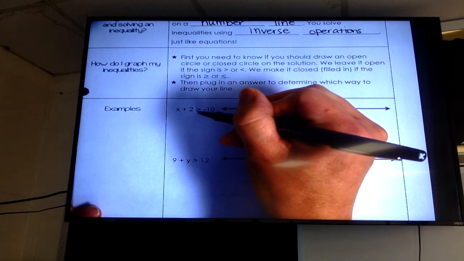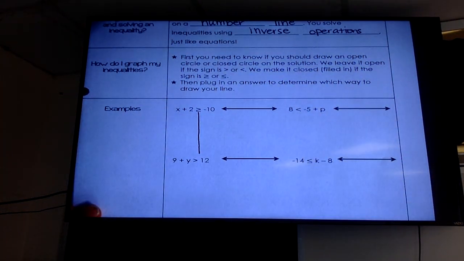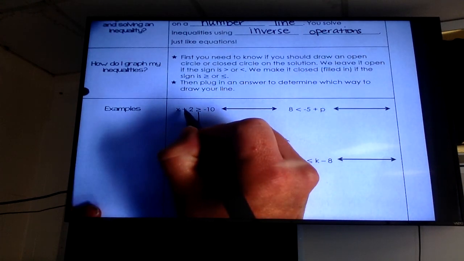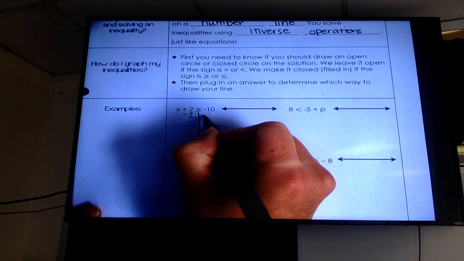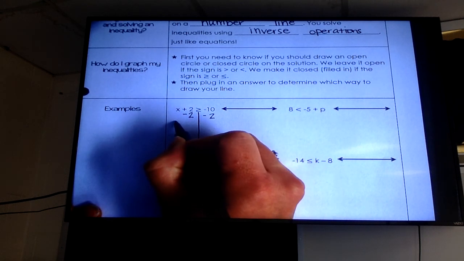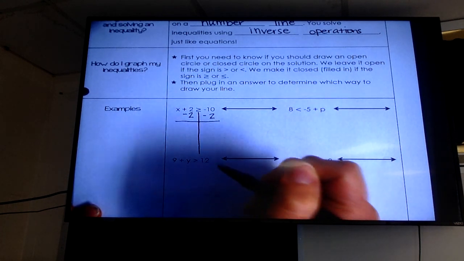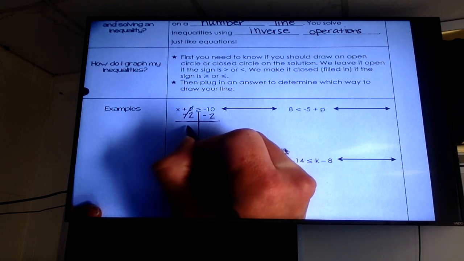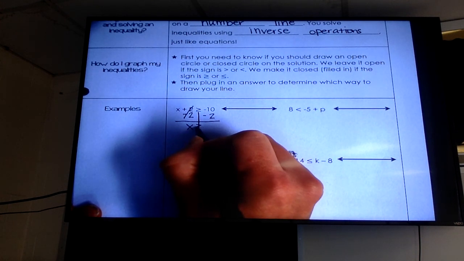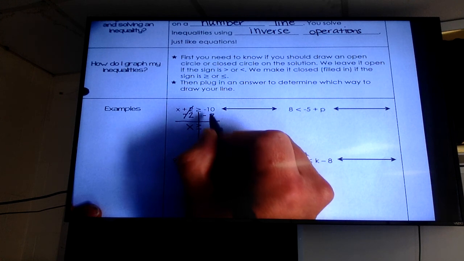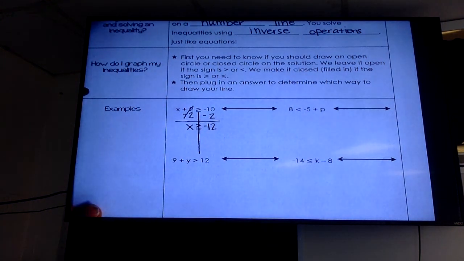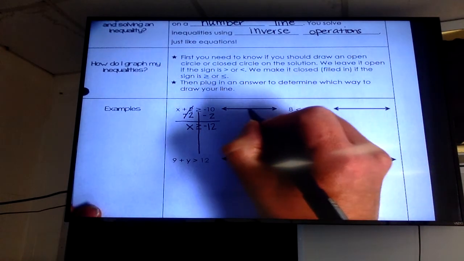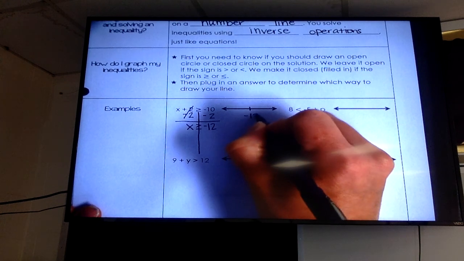So I'm going to drop my line from the inequality sign, and I'm going to say, okay, x plus 2, or positive 2, and the opposite of a positive 2 is a negative 2. So just like with the equations, I'm going to do the same thing. Okay, so I get x is greater than or equal to, my signs are the same, so I'm going to add them and keep their sign. So I get x is greater than or equal to negative 12. So remember, I put negative 12 in the middle.